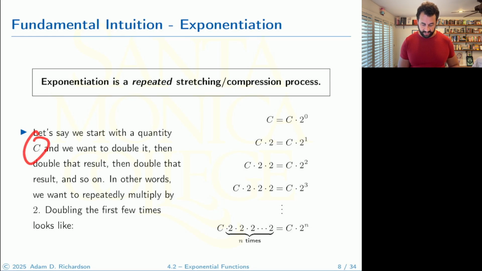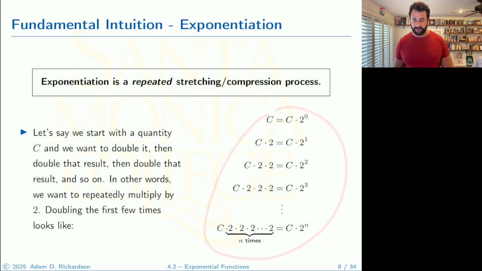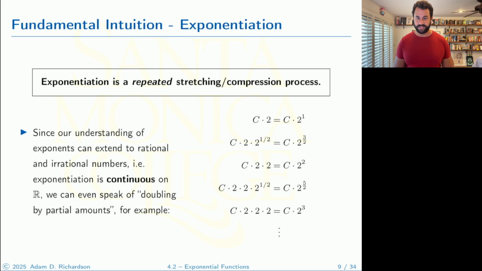So for example, let's say we start with a quantity C and we want to double it. Then we want to double that result and then double that result and so on. So in other words, we want to repeatedly multiply by 2. Doubling it the first few times is going to look like what you see over here. So here C has been doubled. Then we double that result. Then we double that result again. And we could keep going like so. And this is using an exponent. The exponent in this case is counting, or indexing, how many times we're applying that stretch.